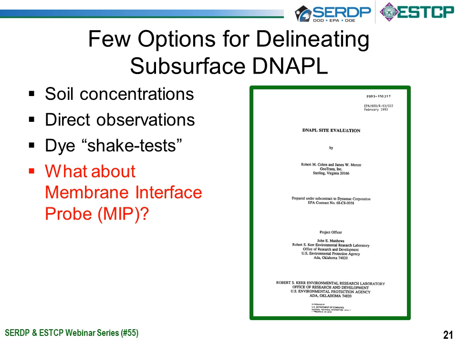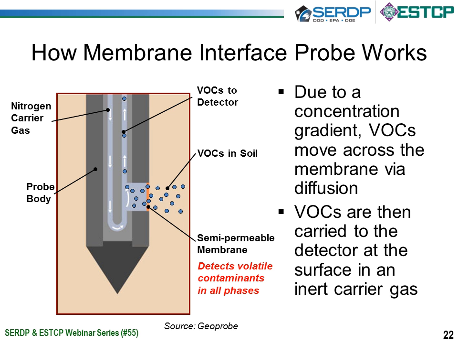Because the membrane interface probe, the way it's constructed, has a semi-permeable membrane of sintered Teflon and stainless steel. It's heated to 100 degrees centigrade. And if there's VOCs in the soil or water or vapor phase or NAPL phase, it'll partition through the membrane and be taken up in the carrier gas and can be detected. The problem is that it detects volatile compounds, hydrophobic compounds, in any and all phases. It doesn't differentiate for NAPL.